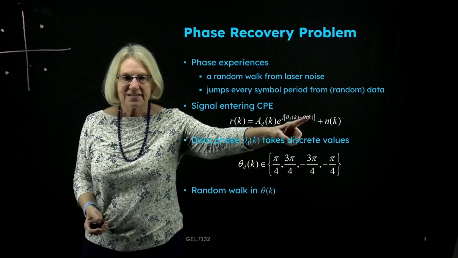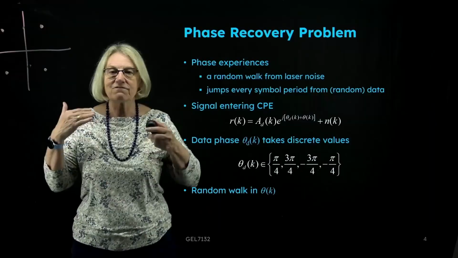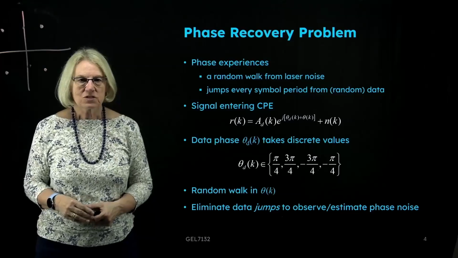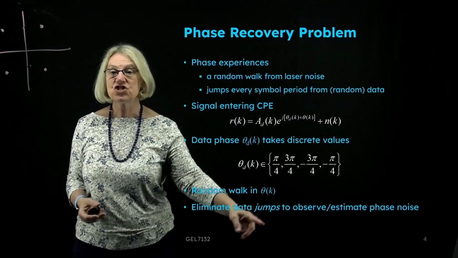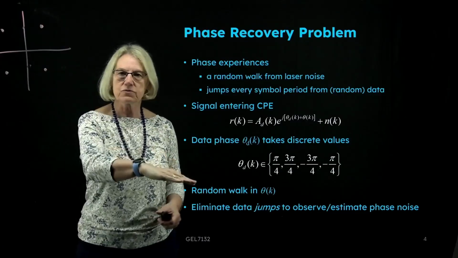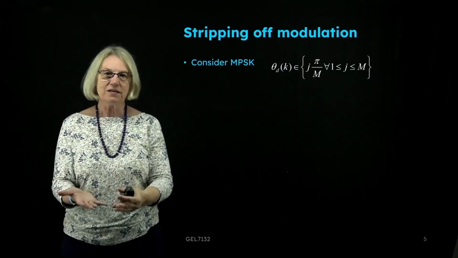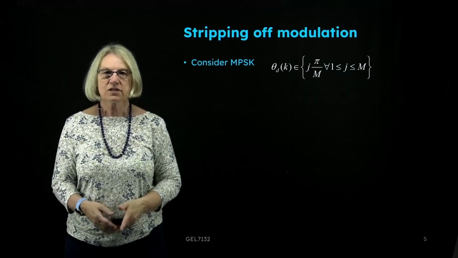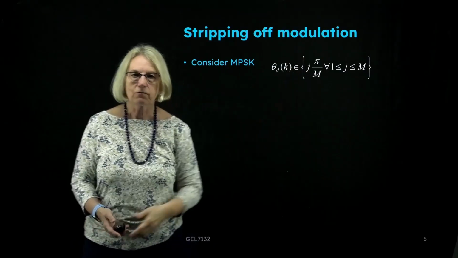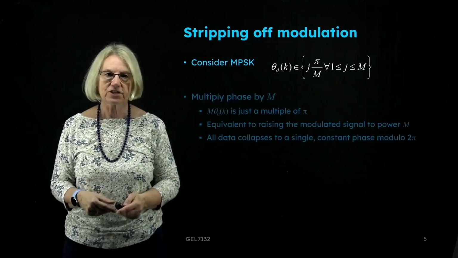The other theta k, as I mentioned, this is the random walk that we'd like to estimate. We'd like to try and get visualization to be able to observe this in a better way. So what we have to do is eliminate the data jumps so that I can observe and estimate the phase noise as it goes through this random walk. So how is it that I eliminate the jumps in the data? So let's consider M-PSK. In this case, the data signal is some integer times pi over M. M is the number of points in the constellation.